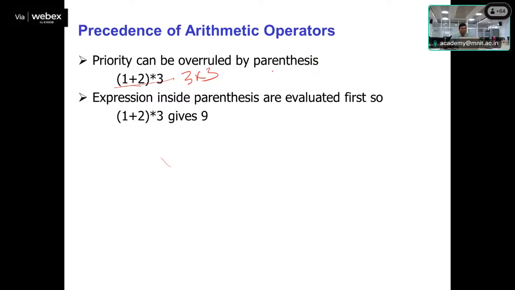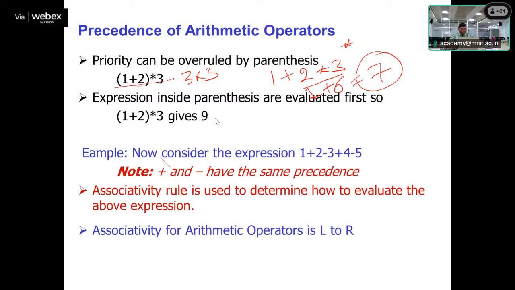While if the same expression is written as 1 plus 2 into 3, in that case the precedence order will take that multiplication has a higher precedence level. So first 2 into 3, that is 6, is evaluated, then 1 is added. So our outcome becomes something different, as 7.